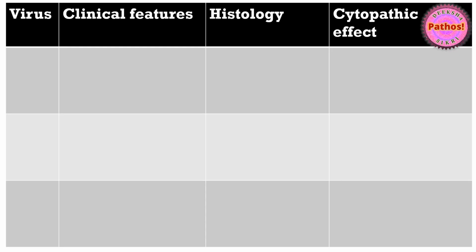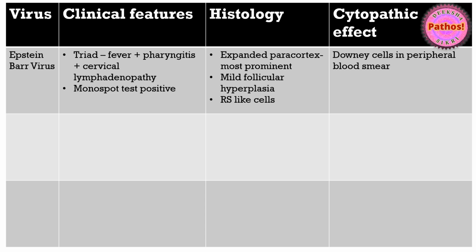First, let's discuss a couple of important viruses. The first is Epstein-Barr virus. Now in Epstein-Barr virus, remember the triad given is of fever, pharyngitis, and cervical lymphadenopathy, and of course the monospot test will be positive. So these are the clinical features to look out for.